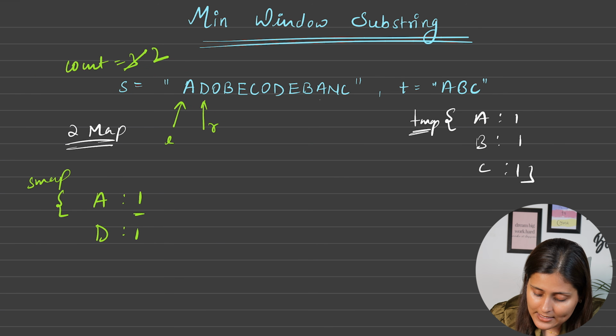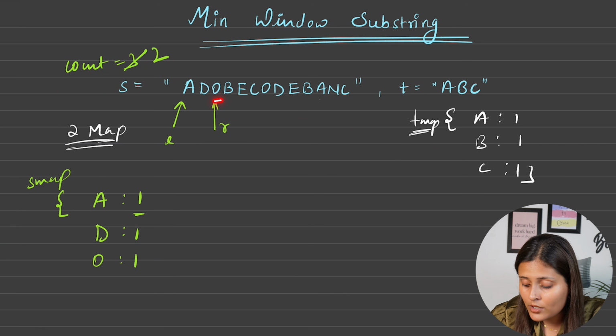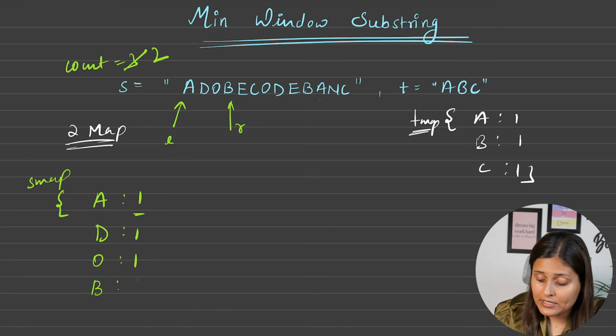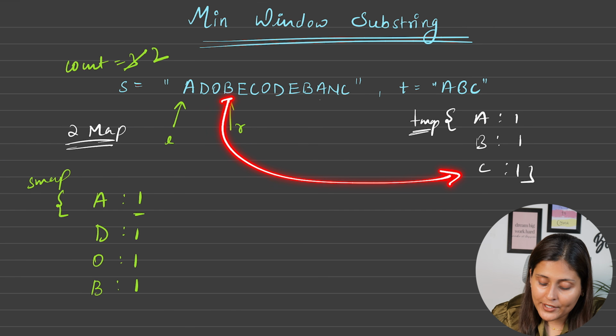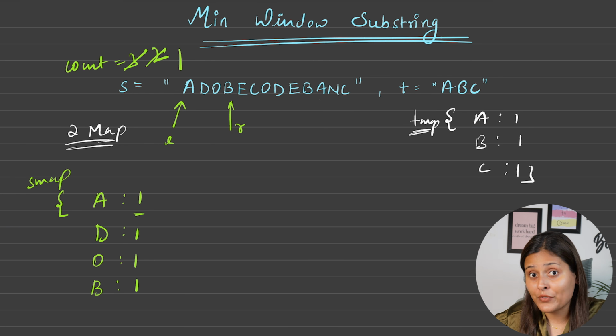Again next time we'll move R ahead to O. We will add this O frequency here, and we will not touch our count because this O is not required by the T map. Again next time we'll move forward to B, we will add this here, and we'll see whether this B is present in the T map. Yes, it is. So we'll reduce the count again, saying we have got one more such character which we needed.